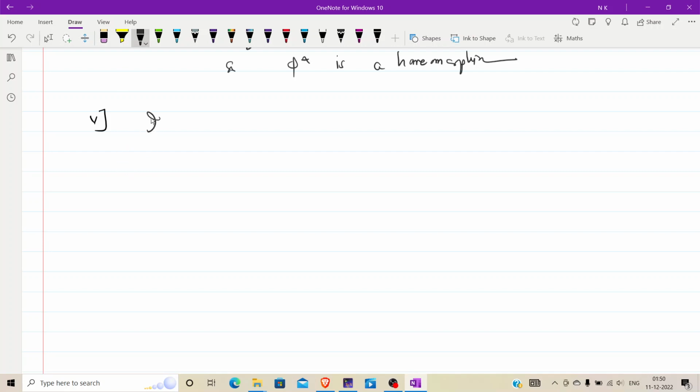If phi is injective, then phi star of Y is dense in X. Okay, now let's prove this. Proof.